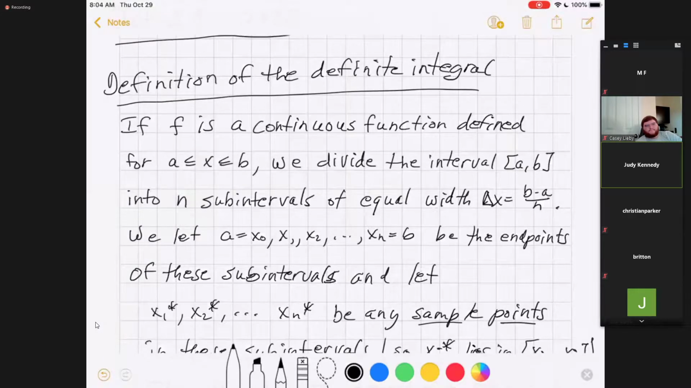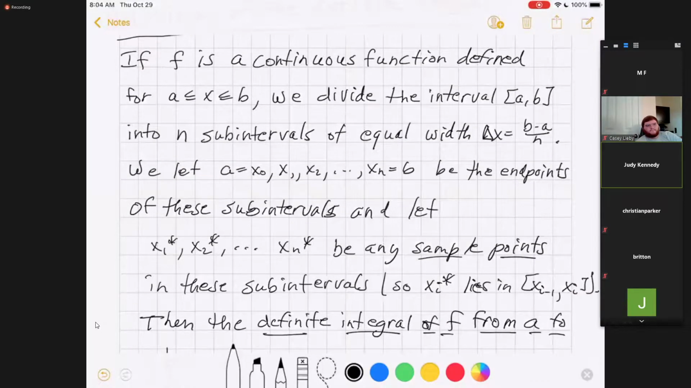And then, we talked about this a little bit yesterday. You pick sample points out of each one of those subintervals. The easiest thing to do is let the sample point be the right endpoint, so it's just x sub i itself. But that's not necessary. X sub i star can be any point in the interval x sub i minus 1 to x sub i. So having our partition x0 to xn, we pick out sample points from each of the subintervals, call those x1 star, x2 star, all the way up to xn star.